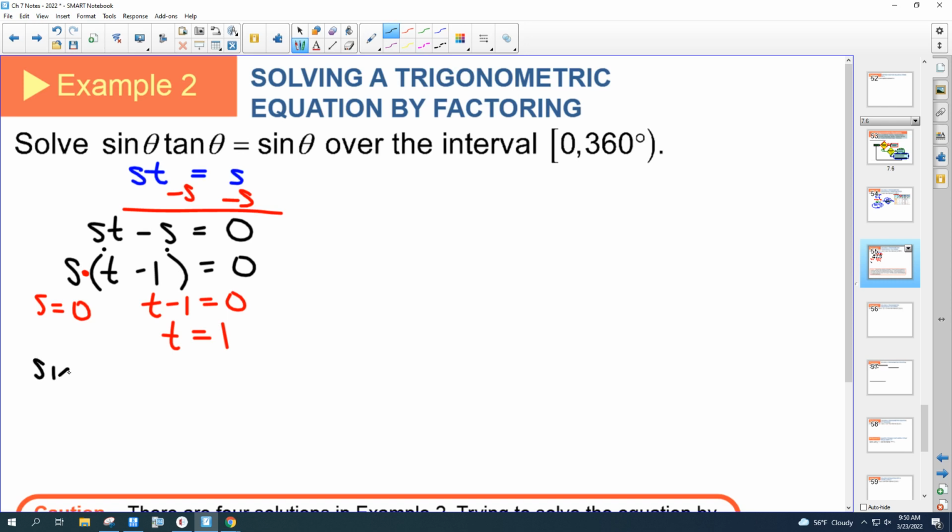Remember, s was representing sine theta. So sine theta equals 0, and t was for tangent theta equals 1. We've got two trig equations that we can solve. Now, if you look at the chart again, you're using the chart, you're going backwards. Sine theta, it's talking about a 0, right? Sine of 0 is 0. But keep in mind, that's a reference angle, and we can't really say it's positive or negative. 0 is neither. Yes, question?